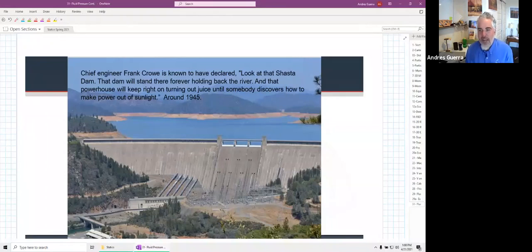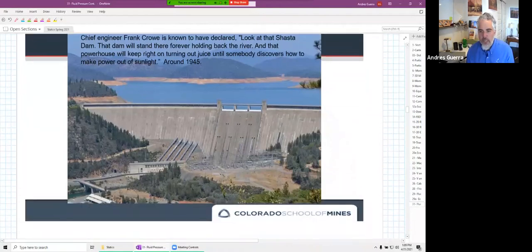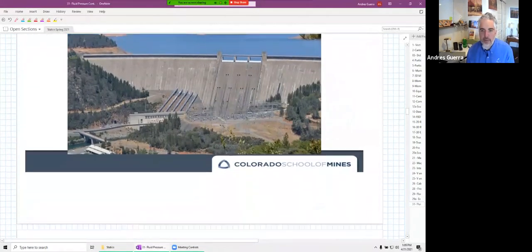Well, we have figured out how to make power out of sunlight, right? It's like a big part of our renewable energy system here. But hydroelectric is still an important part because you can turn it on and off really quickly, although it's really small compared to how much we can generate with the other sources of renewable energy. Also think about 1945, this was a huge project, a big new piece of technology. Where are we going to be in 10 or 20 years? What is going to be our big thing moving forward?